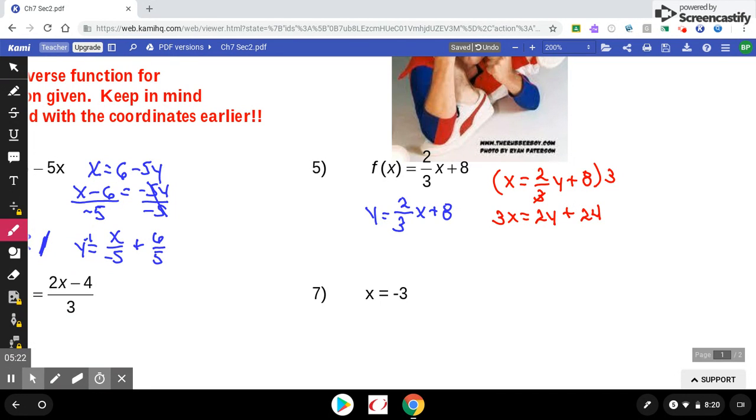Could have moved the 8 first. Either way would have worked. Now I'm going to move the 24. Notice my 2y and my 24 look awfully similar. And then I'm going to divide by 2.